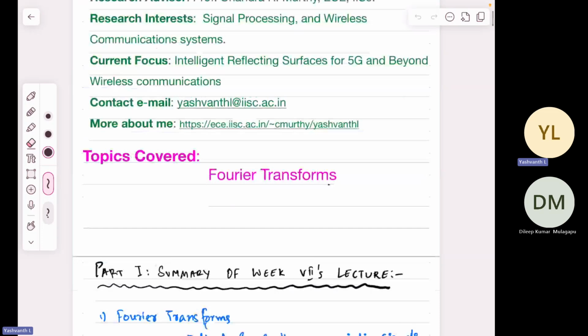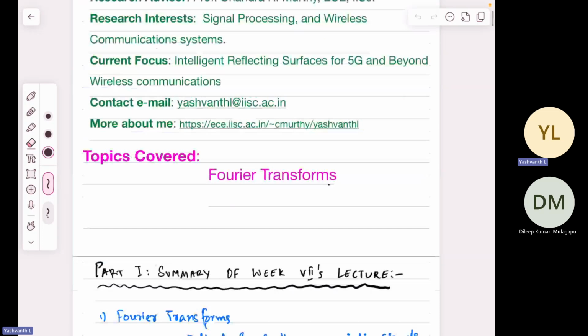It's used in many applications like image processing, or speech processing, or even wireless communication systems. You take any application, it's very easy to find some applications of Fourier transforms. So Fourier transform is very important. So we will be doing some problems related to Fourier transforms, also Fourier series.